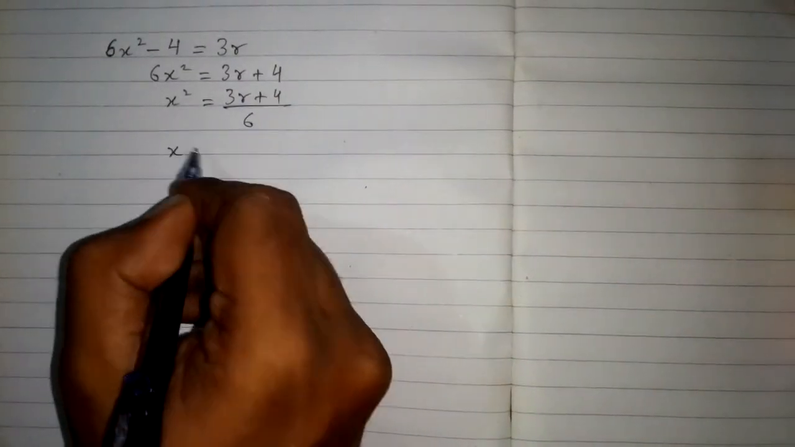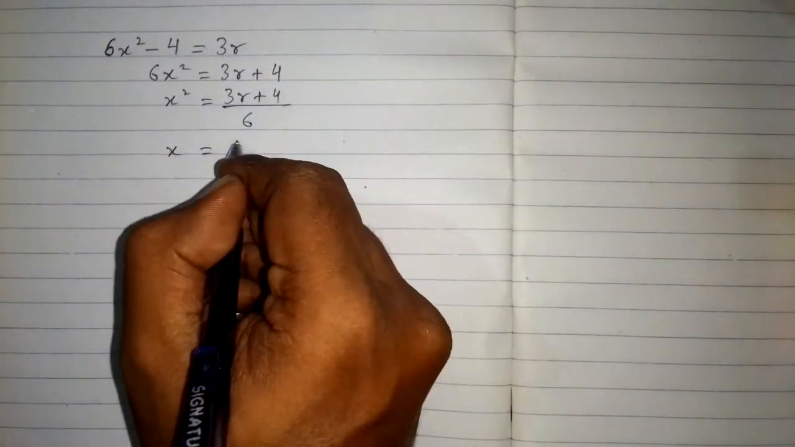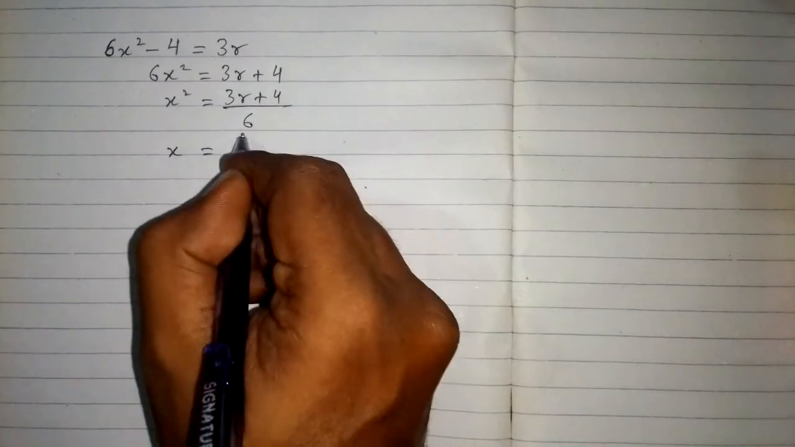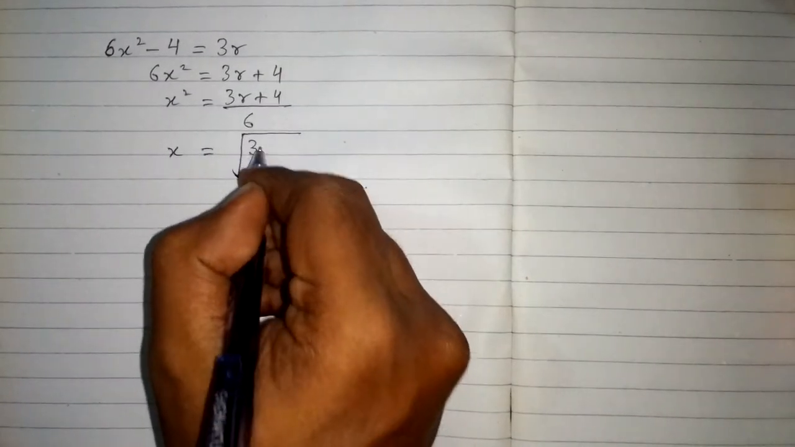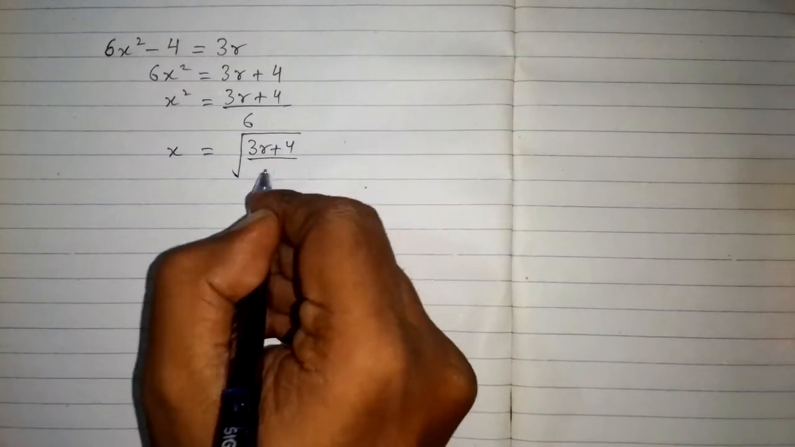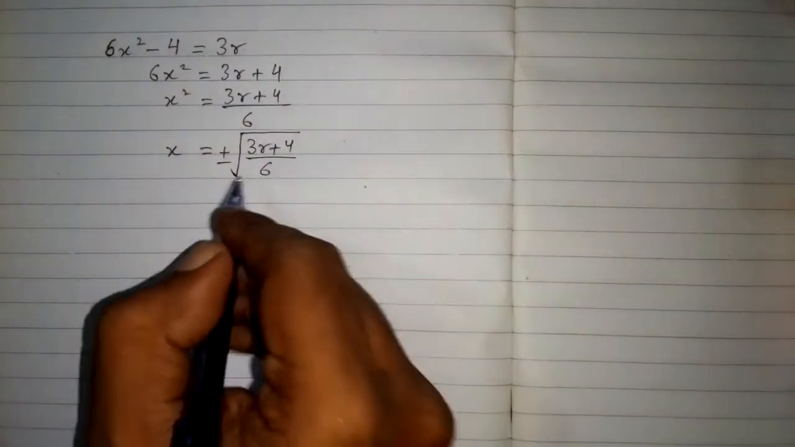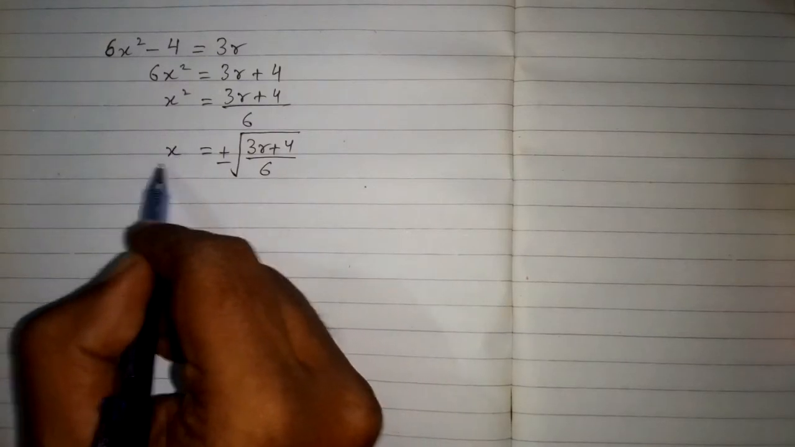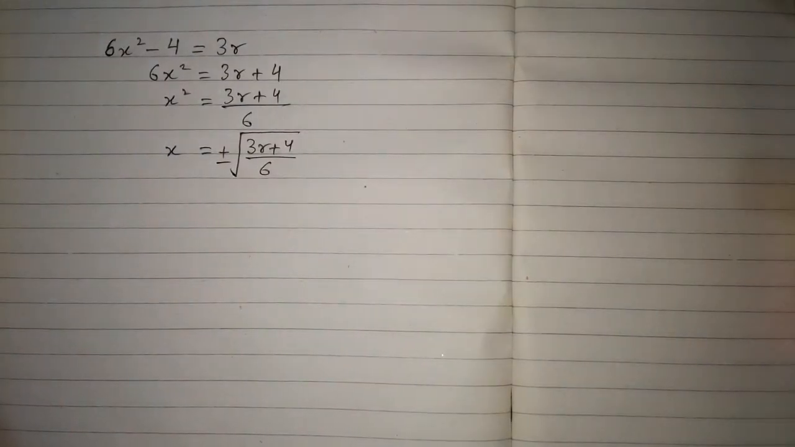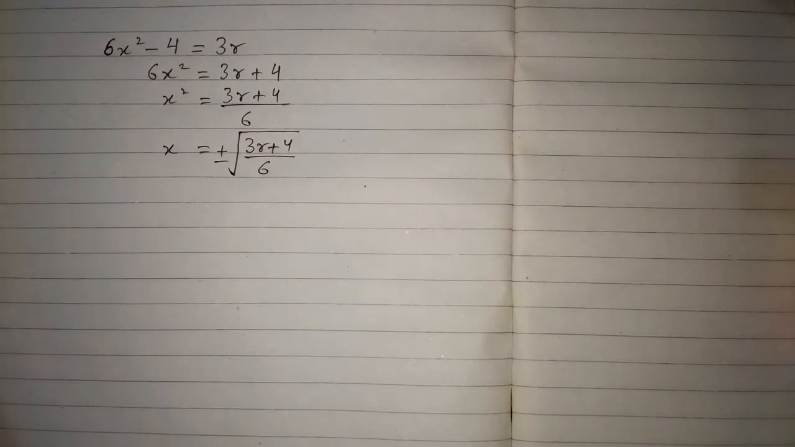Now when we take this square to the other side, this square will become square root. So we have the square root of 3r plus 4 upon 6, and we will put the plus minus sign over here. So now we have x as the subject of the equation, or subject of the formula. So we have x is equal to plus minus square root of 3r plus 4 upon 6.